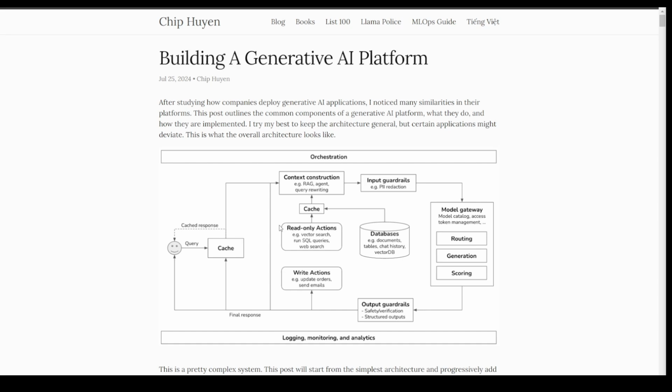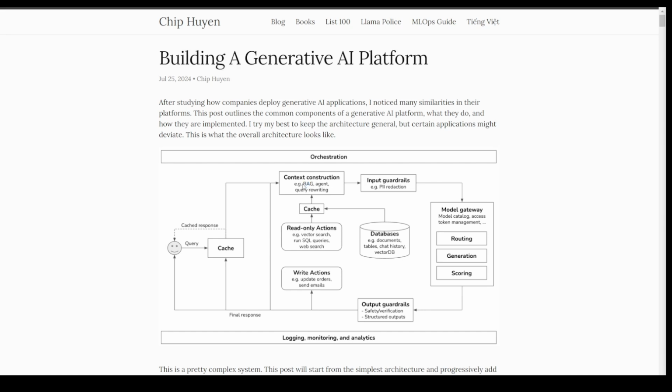First is getting that context from the databases that we have: maybe chat history, vector databases, documents, tables. Then through agents or through engineering, we can run vector search, run SQL queries, or do a web search, which majorly may involve agents or tools.